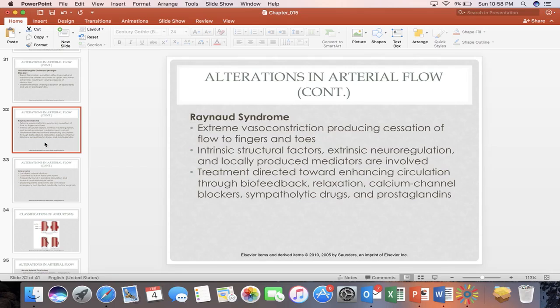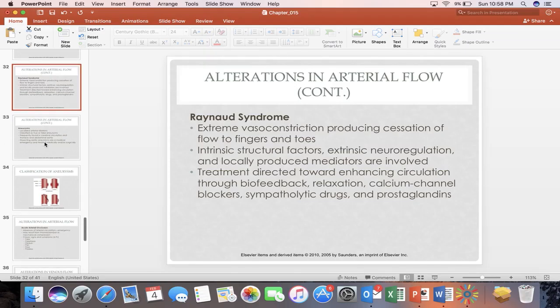Raynaud's syndrome. Raynaud's syndrome is an extreme vasoconstriction producing cessation of flow to the fingers and toes. Intrinsic structural factors, extrinsic neuroregulation, and locally produced mediators are involved. Treatment is directed towards enhancing circulation through biofeedback, relaxation, calcium channel blockers, sympatholytic drugs, and prostaglandins as well.